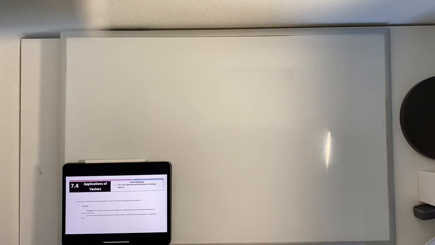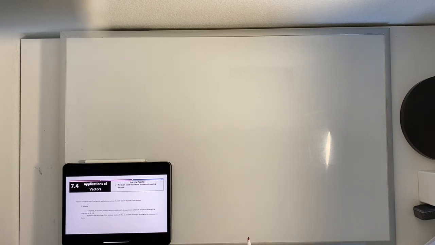So section 7.4, as I just said, is all about applications of vectors. There's a lot of real-world situations where we use vectors. We're going to explore a few of those situations in this section. Today and tomorrow we'll really just be going through a couple of examples each day. Thursday will be practice exit ticket. Okay, so that's what the rest of this week kind of looks like.